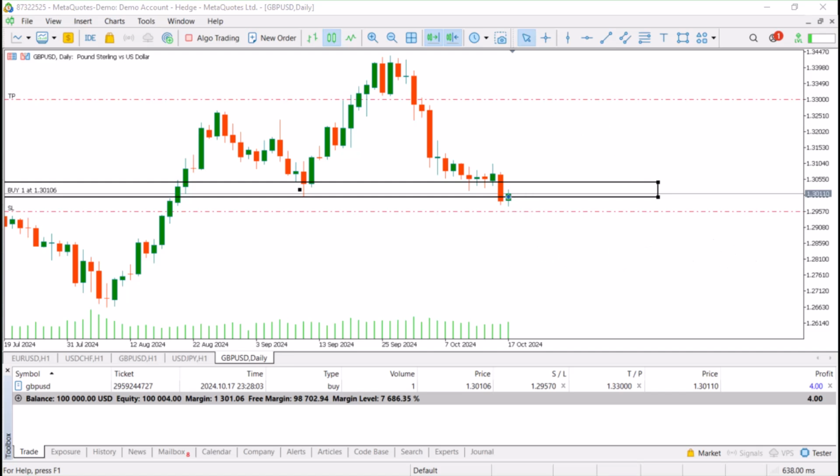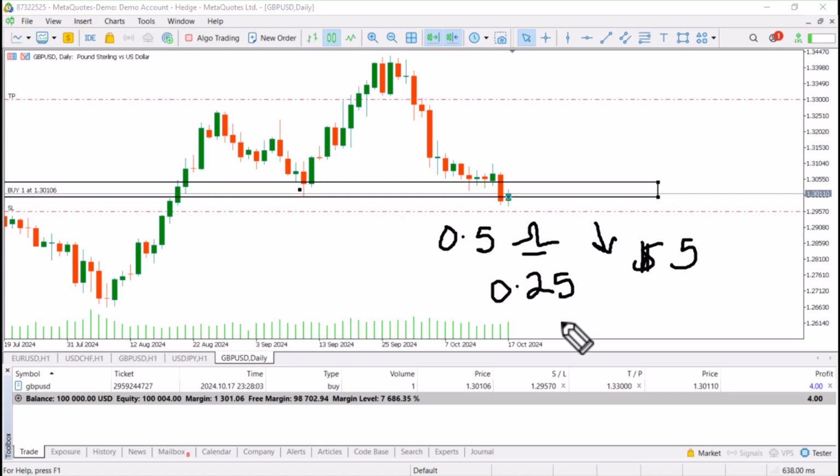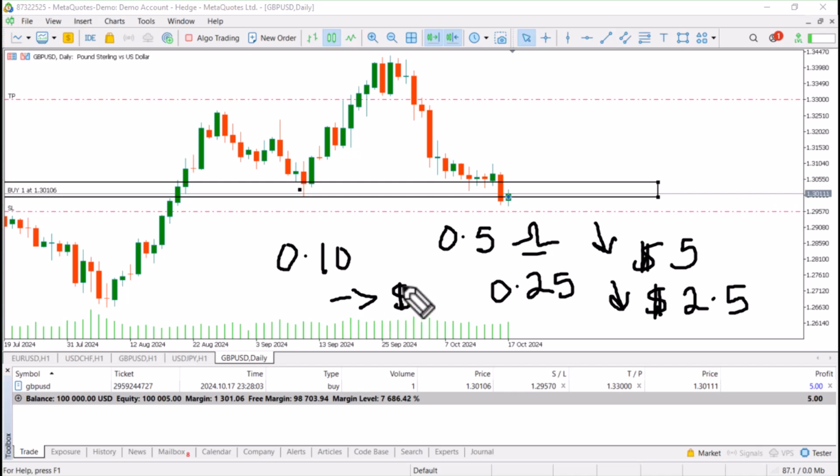Now, if you initiate 0.5, it means on one pip move, that is what? $5. If you initiate 0.25 on a standard lot size account, on each one pip move, that is what? And if you initiate 0.1, one pip move equals $1.